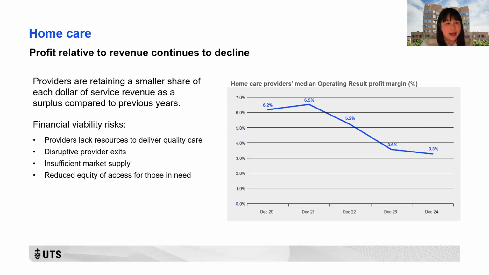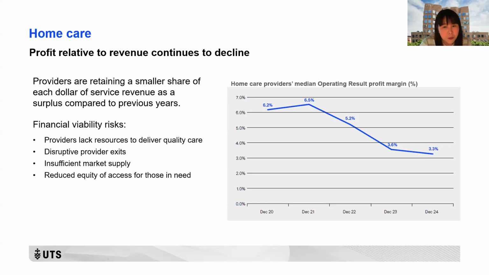And while the prior slide presented operating results in dollar terms, the performance becomes even more concerning when we view the performance as a percentage of the total revenue. So over the past 5 years, the median profit margin for providers has declined from 6.2% in December 2020 to 3.3% in the first half of this current financial year.